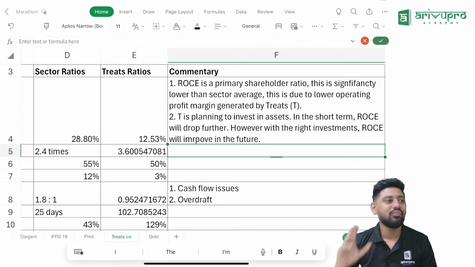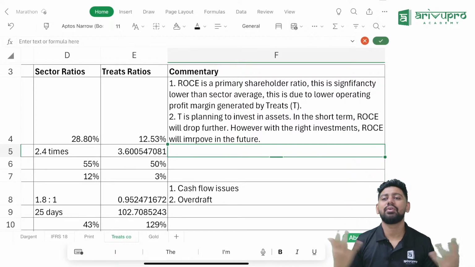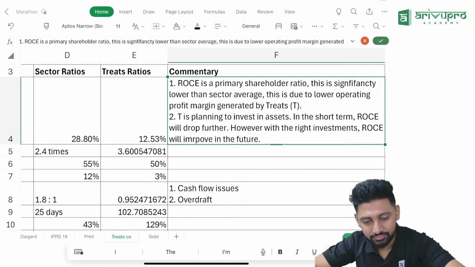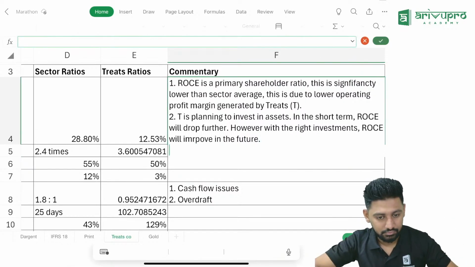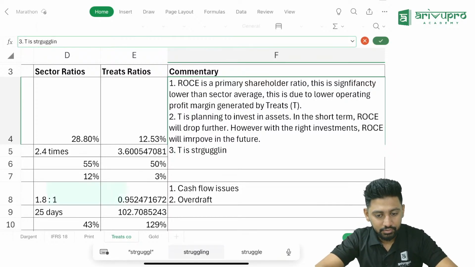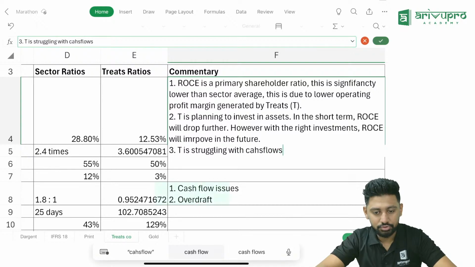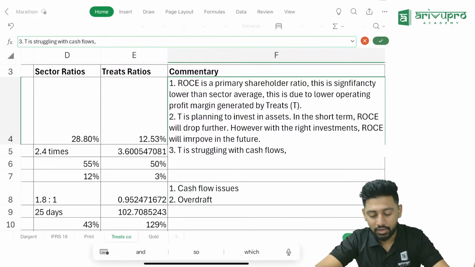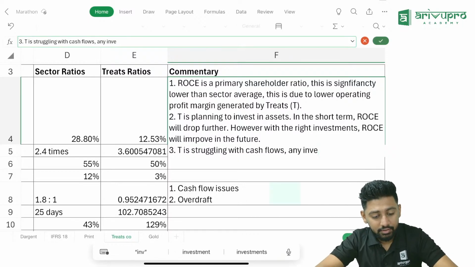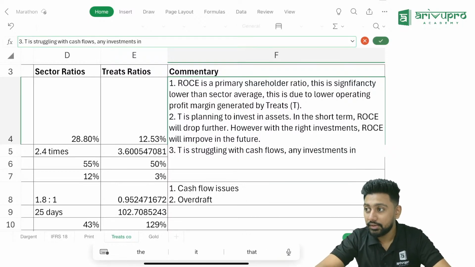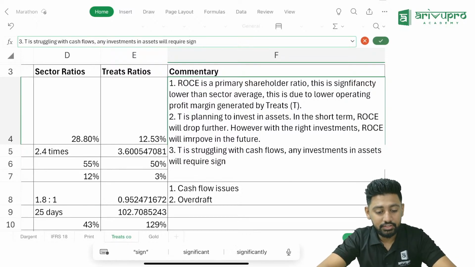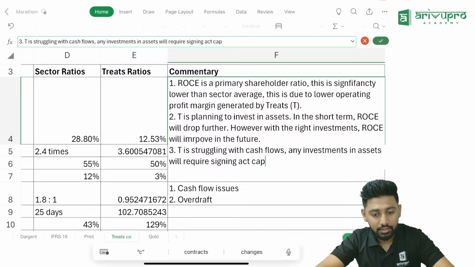Are we clear? What's my third problem? Cash. Where am I going to bring the cash? Number 3. T is struggling with cash flows. It is at overdraft. Any investments in assets will require significant capital.